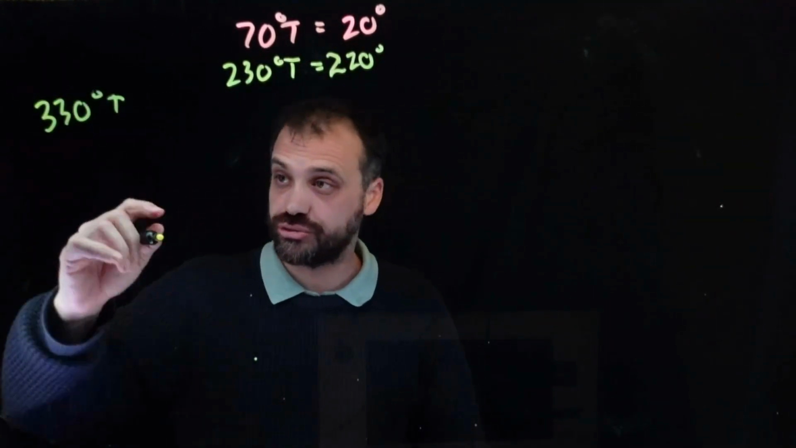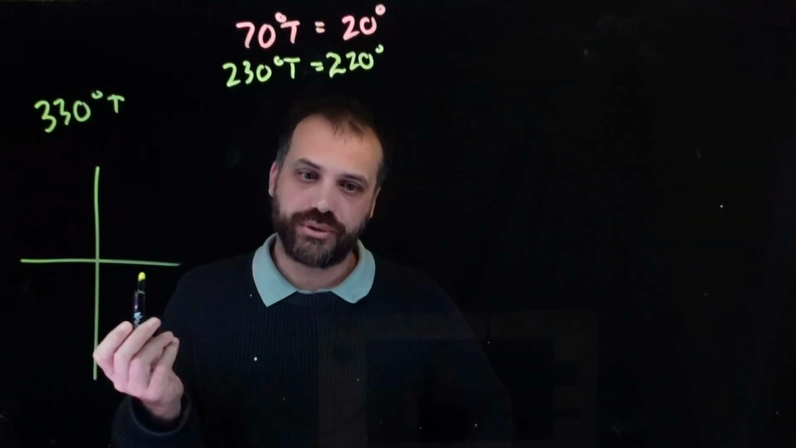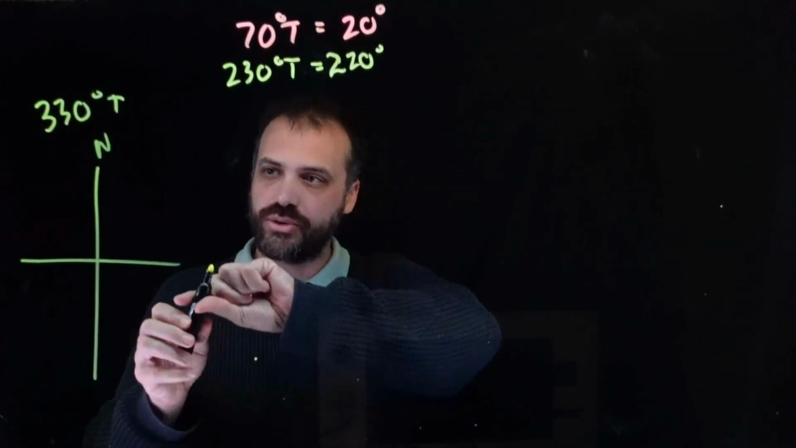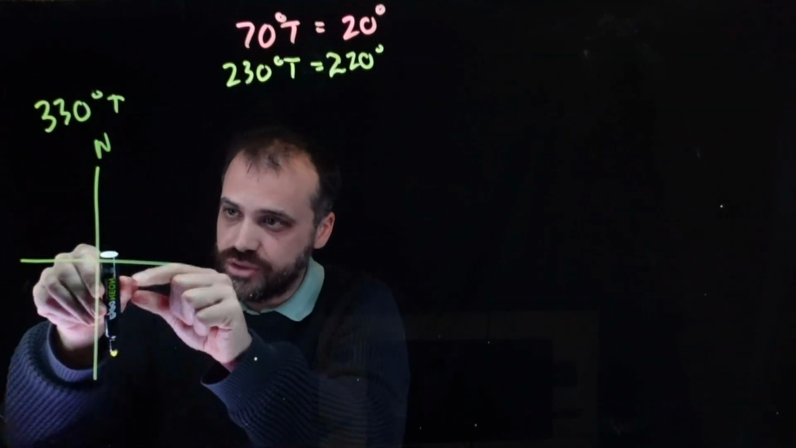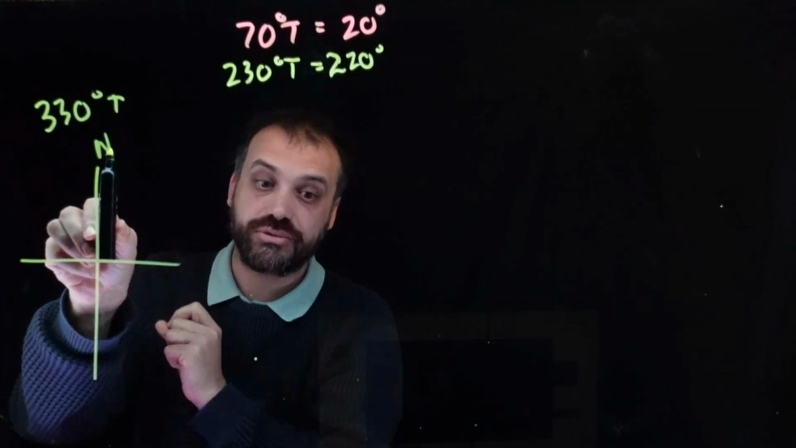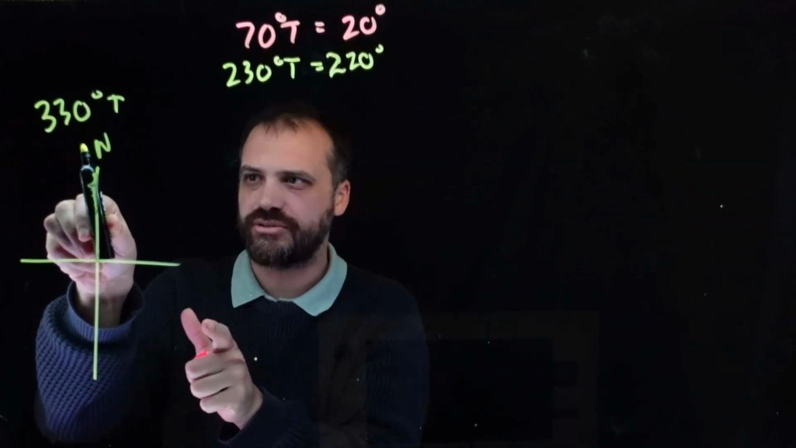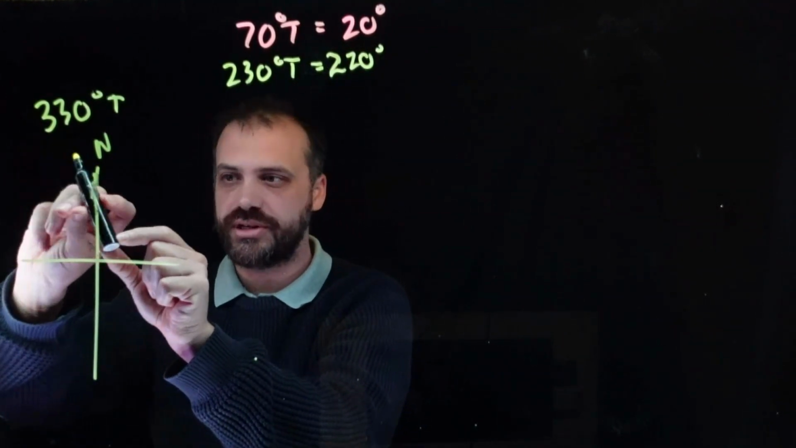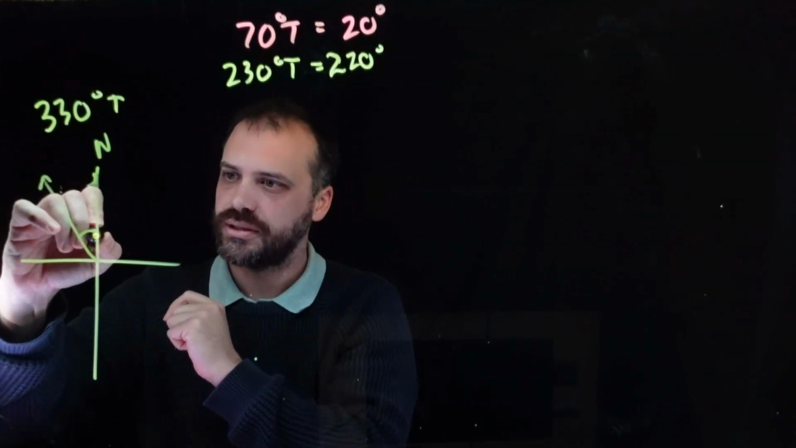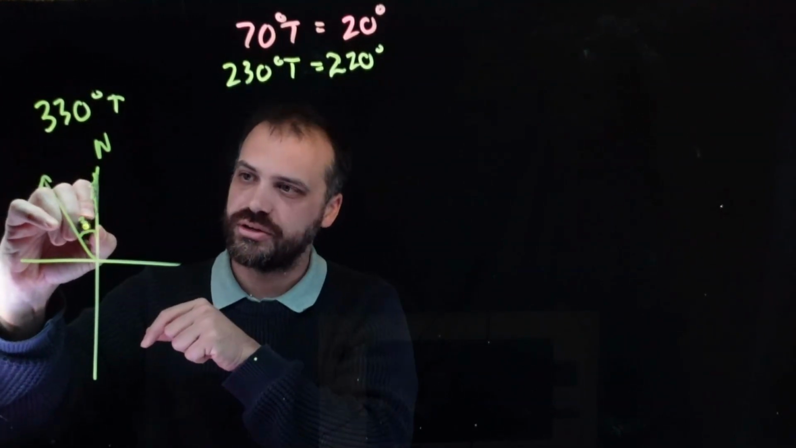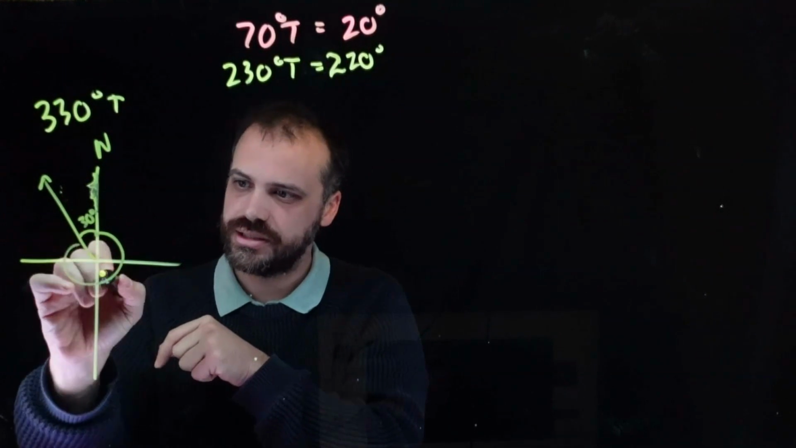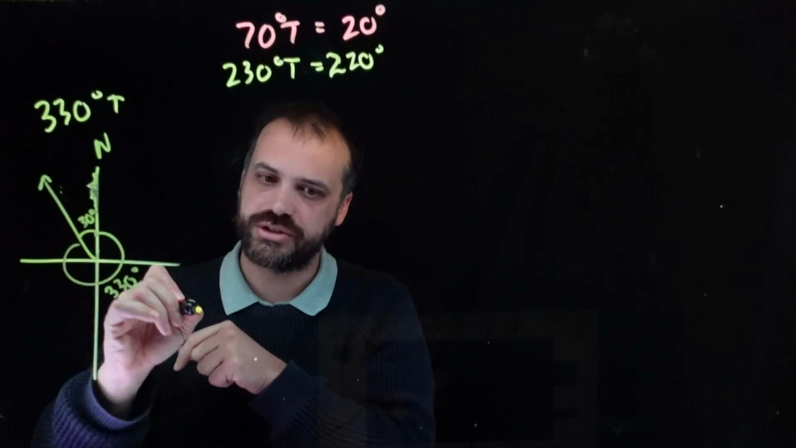330 degrees true, what is that? Okay, well, 330 degrees true, we start at north, we rotate 330 degrees. Now, if I rotated 360, I'd be there. But I'm not rotating 360, I'm rotating 330. So come back here by 30 degrees. Boop. So that angle there is 30 degrees. That's useful. But this is the 330 degree true.